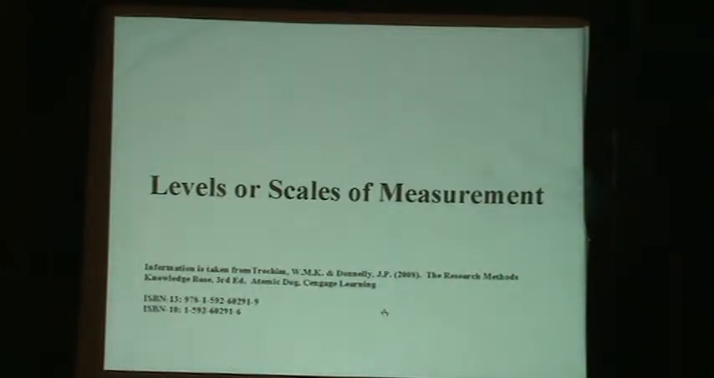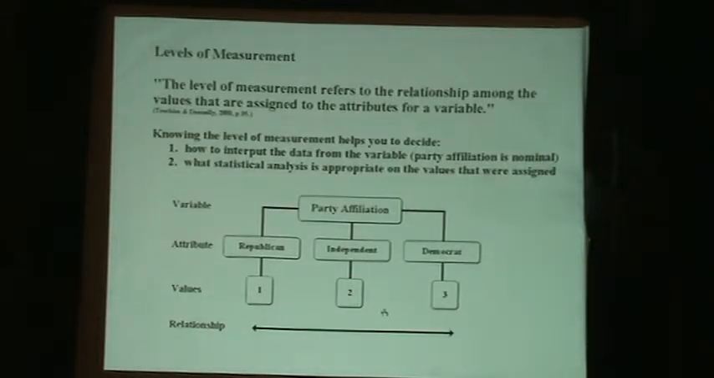Okay, levels or scales of measurement. And this is a direct quote from them. The level of measurement refers to the relationship among the values that are assigned to attributes for a variable. Now, that is a mouthful. But hopefully this diagram, which I took right from their text, will sort of explain what that means.